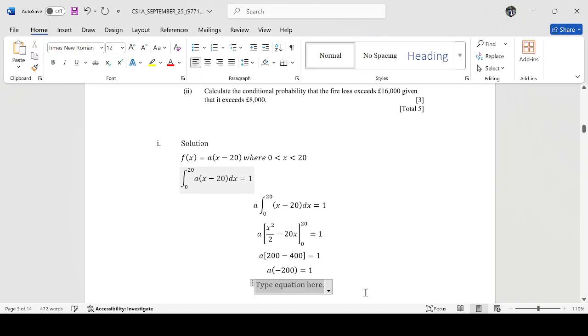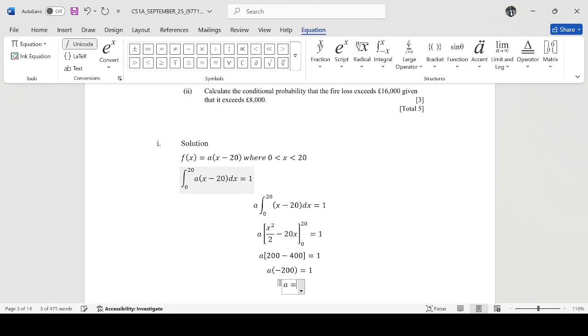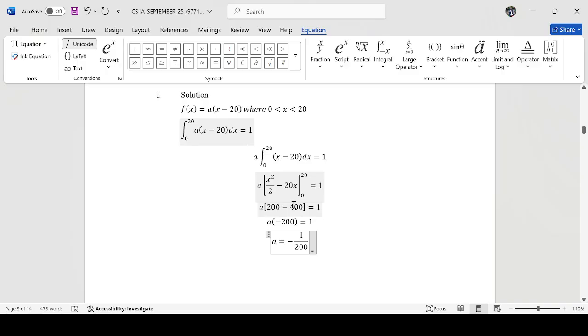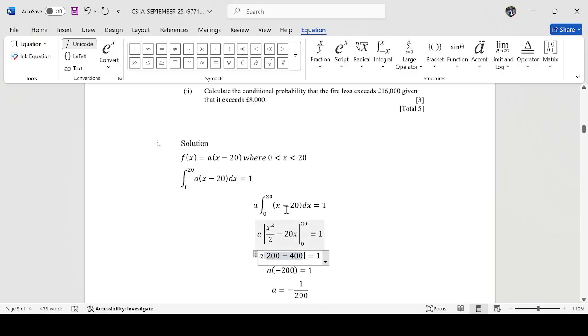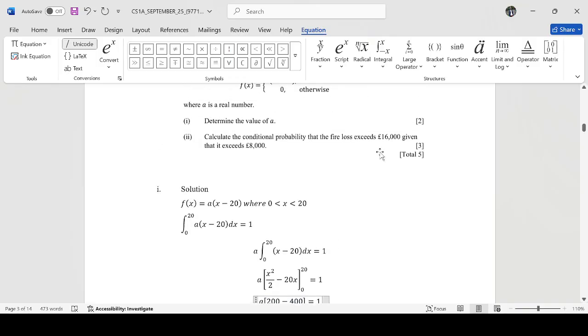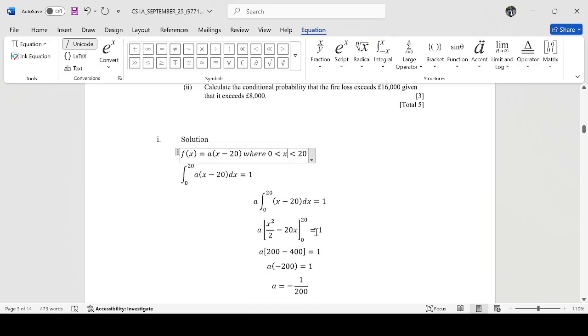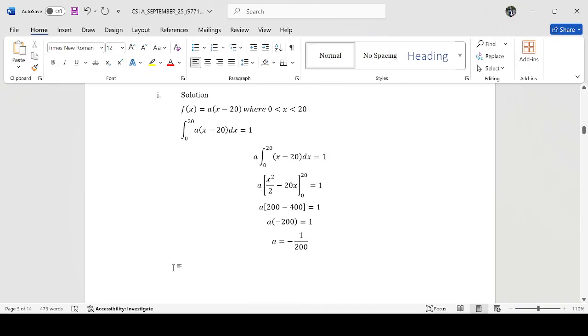So it means that at the end of the day, our value of a is equal to negative 1 over 100. So that is your value of a. Just know that anytime you are integrating the area under the curve, make sure to equate it to 1 and be careful of the limits that you've been given. Now let's go to the second question.